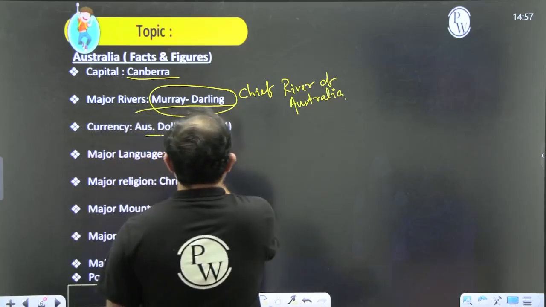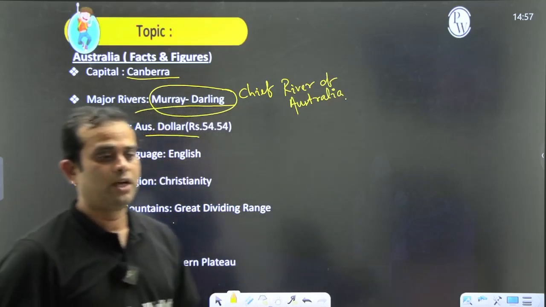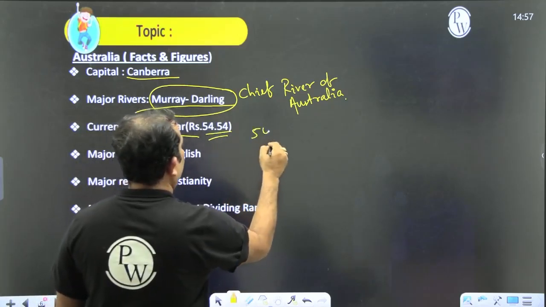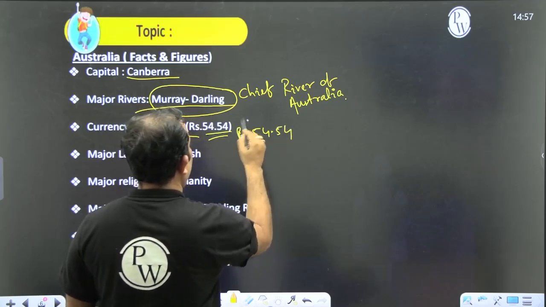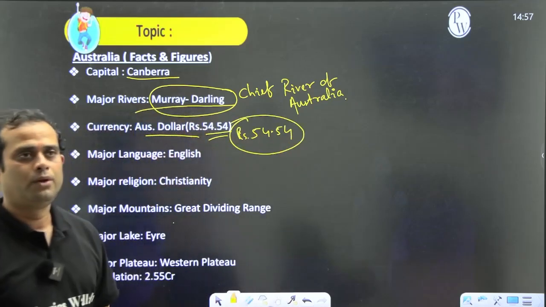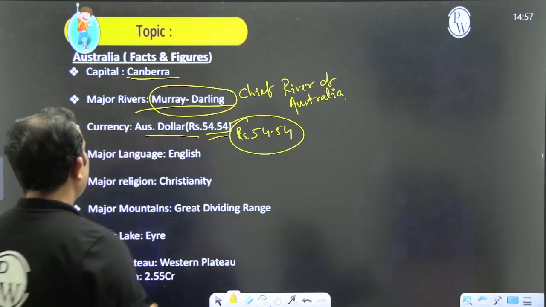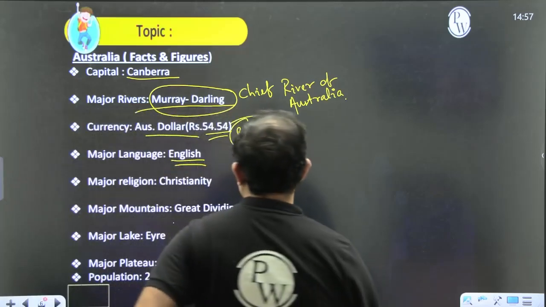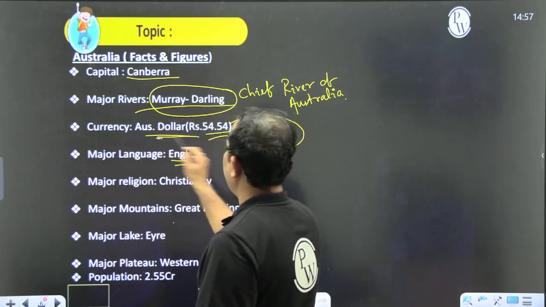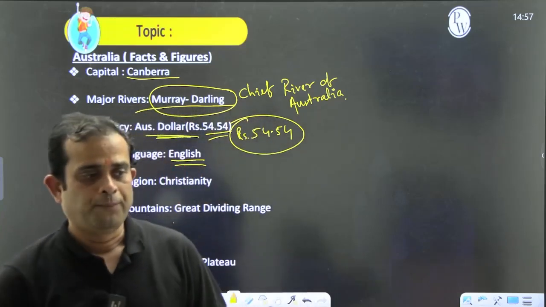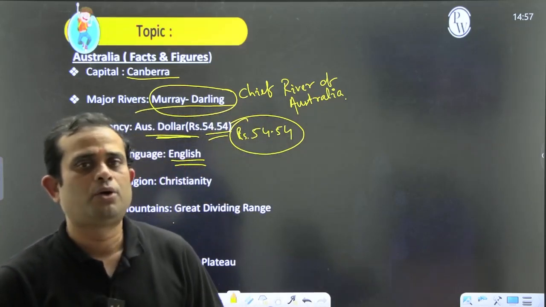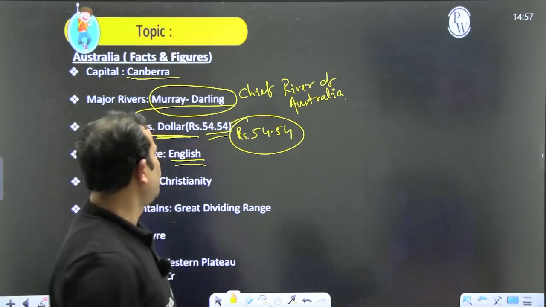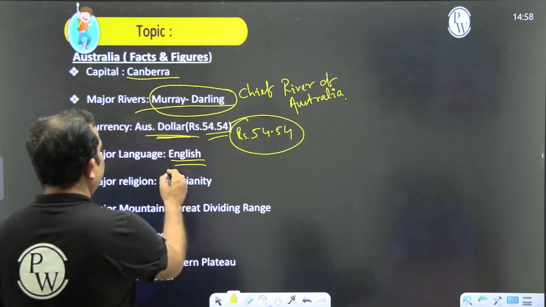Currency is the Australian dollar, and basically $1 is your 54.54 rupees. We can say $1 is equal to 54.54 rupees. Major language is your English. So from this you can guess how developed Australia is. The Australian dollar is equal to 54.54 rupees. It's too high.